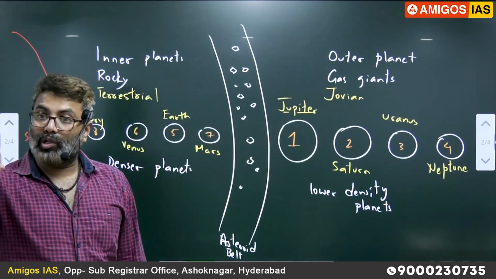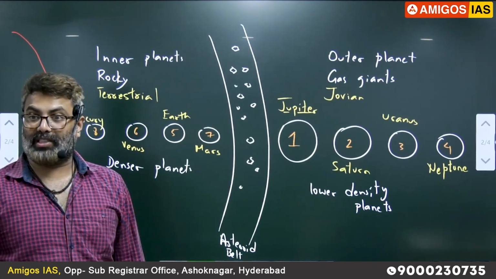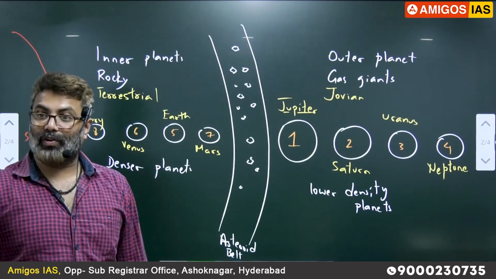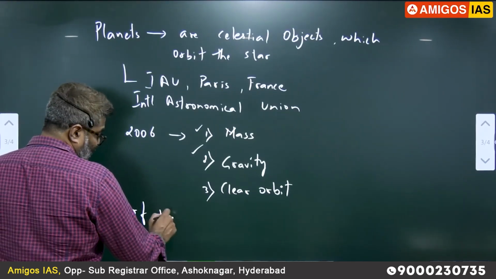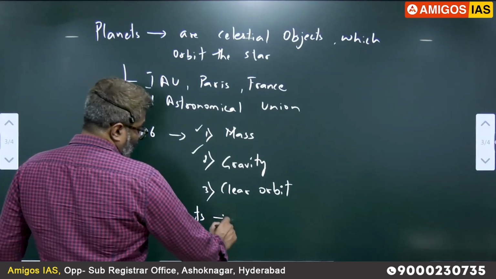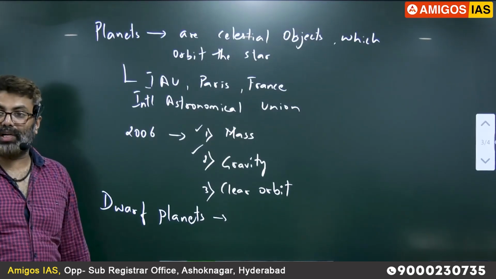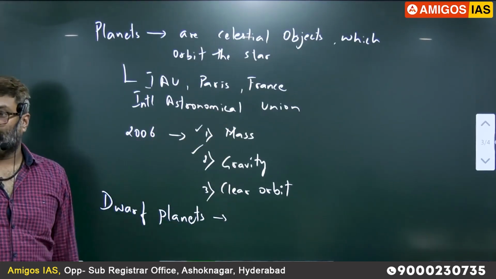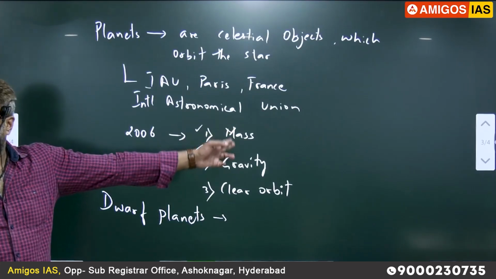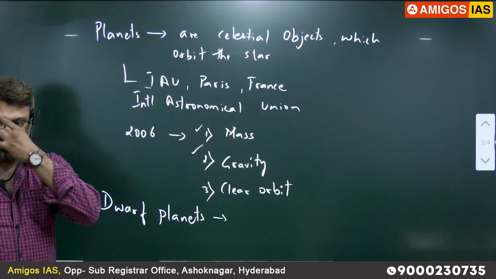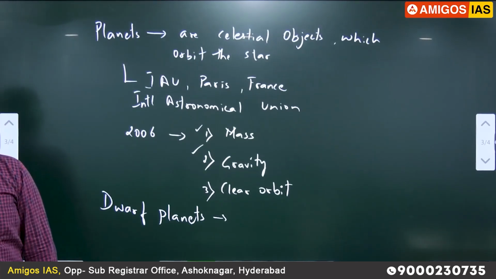Planets. Okay. All those celestial objects which do not fulfill these three conditions are called dwarf planets. Now Pluto is in which list? Dwarf planets. Please write: dwarf planets are objects which do not fulfill these three conditions.